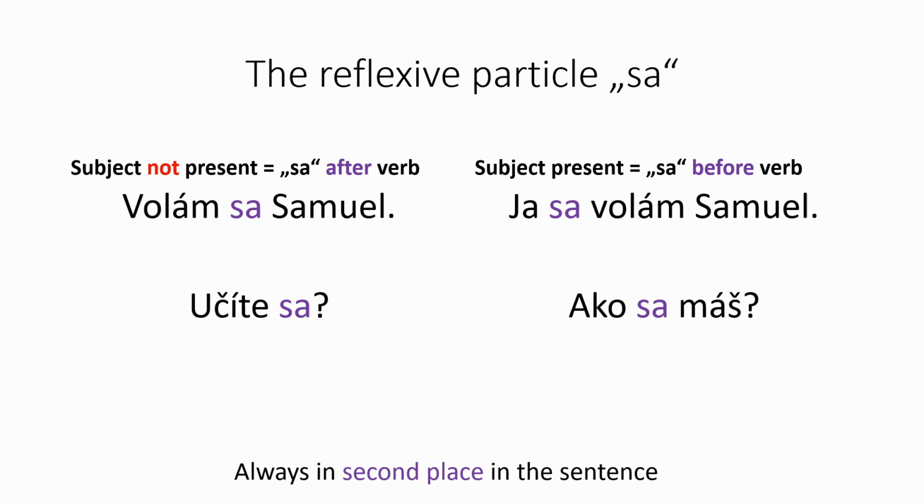We've already seen that. However, when we actually use it in sentences outside of the infinitive, it all depends on whether the subject is present or not. When the subject is not present, that means when you omit the subject, the sa will come after the verb, such as in the infinitive, which doesn't have a subject, and for example, when omitting a subject in sentences such as volám sa Samuel. And questions, where you're asking a group of people, for example, you're asking someone without using a question word. So, učíte sa? Are you learning? The verb učiť sa means to learn, and we will go over the full conjugation of it sometime in the future.